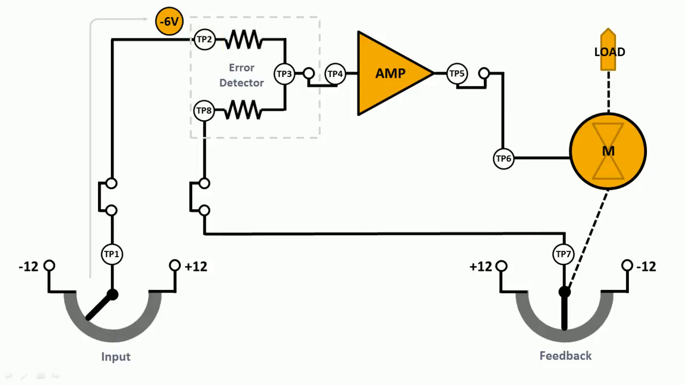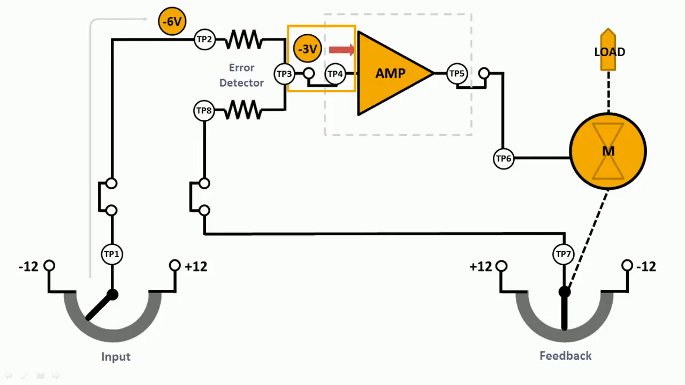For reasons that I will explain later, the output of the error detector, which is TP3, will be about 1/2 of the input. In this case, we applied negative 6 volts to the input of the error detector, so the output will be negative 3 volts. This negative 3 volt output is called the error signal. The error signal is applied to the input of the amplifier.